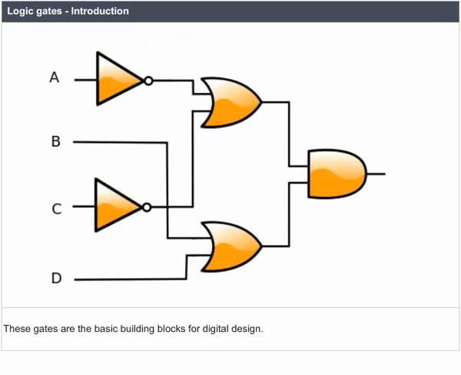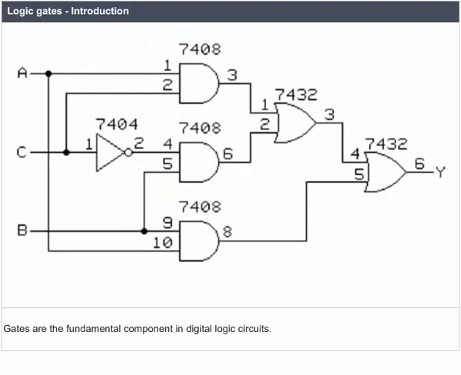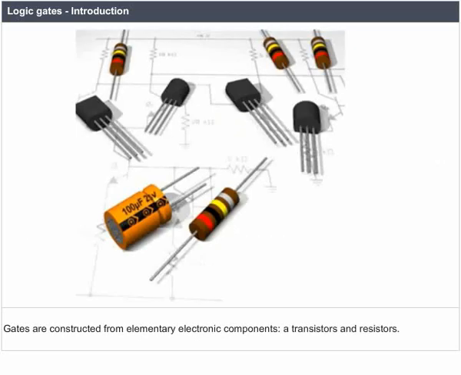These gates are the basic building blocks for digital design. Each gate is built up from a small number of transistors. Gates are the fundamental component in digital logic circuits. Gates are constructed from elementary electronic components, transistors and resistors.